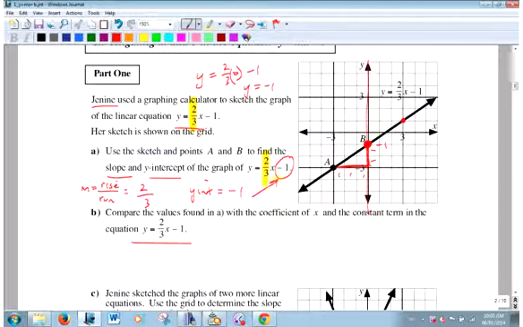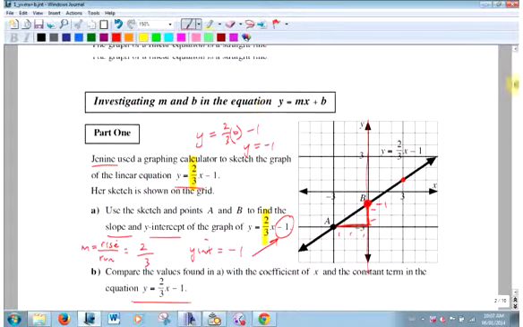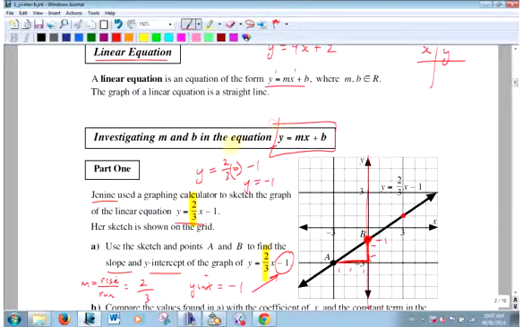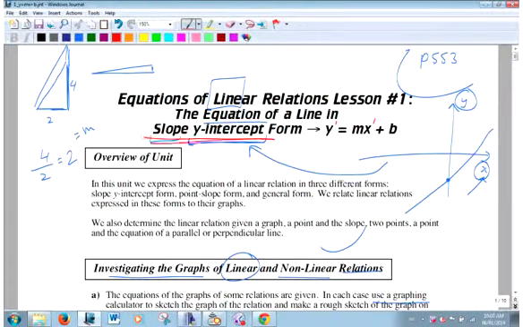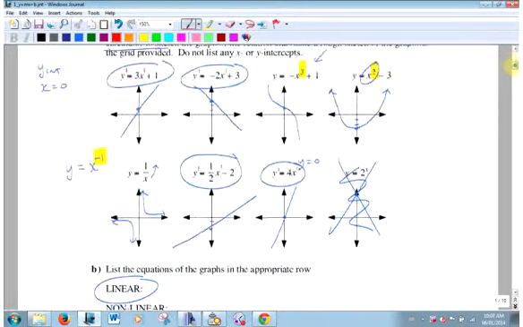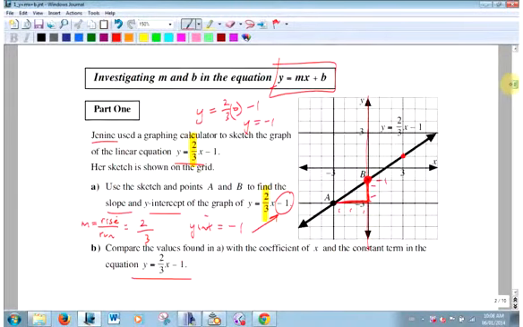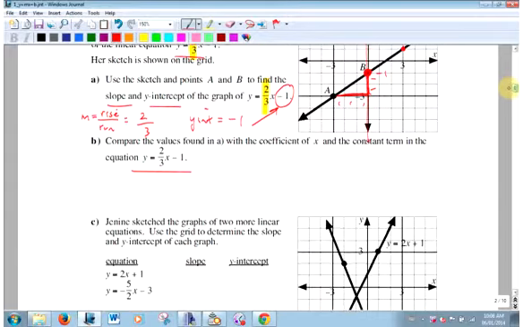Okay? So that's why this is a good form to write the equation of a line, because it's helpful. It tells you what the slope is. It tells you what the y-intercept is. It's useful. Okay? The other forms aren't as useful. That's why this is called slope y-intercept form. Because there's the slope, there's the y-intercept. Okay? This is the nice one to have.